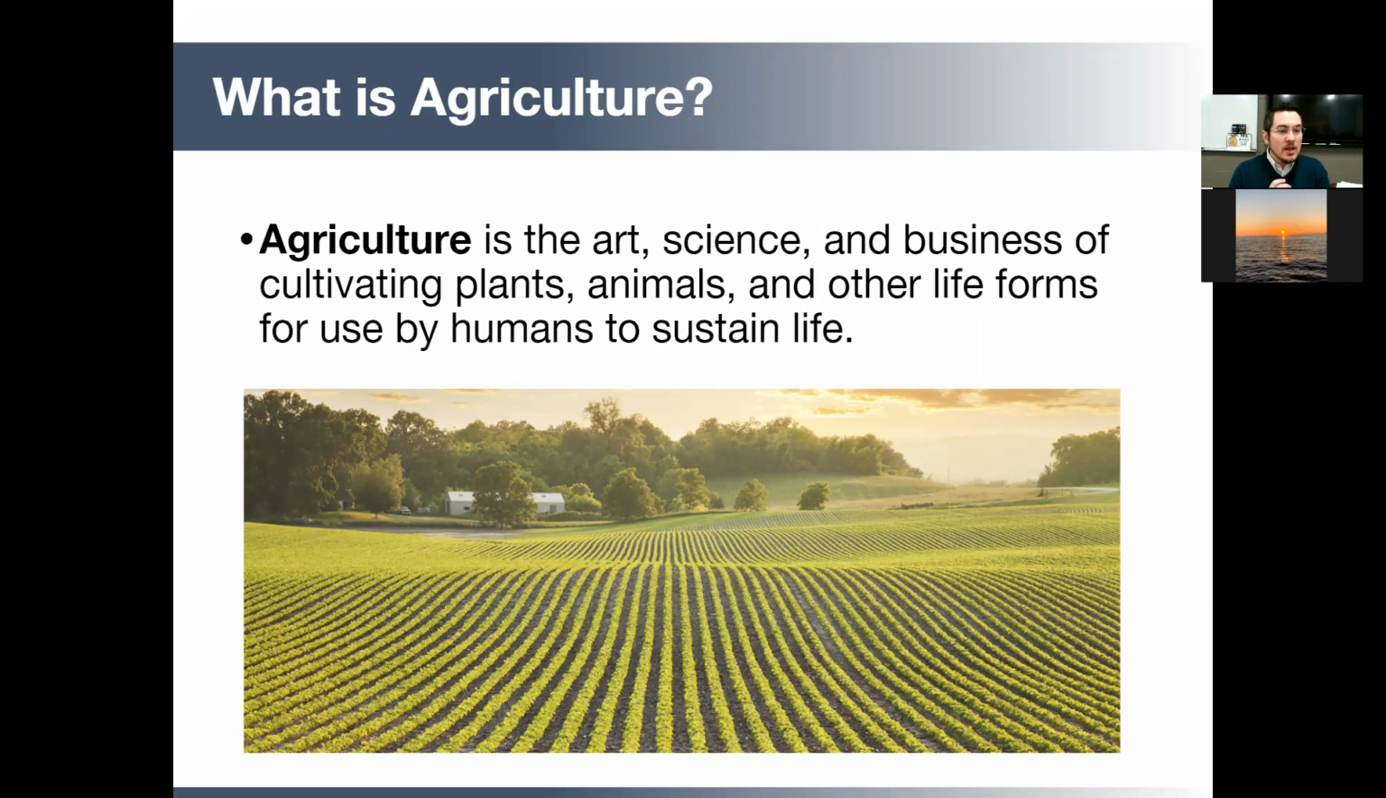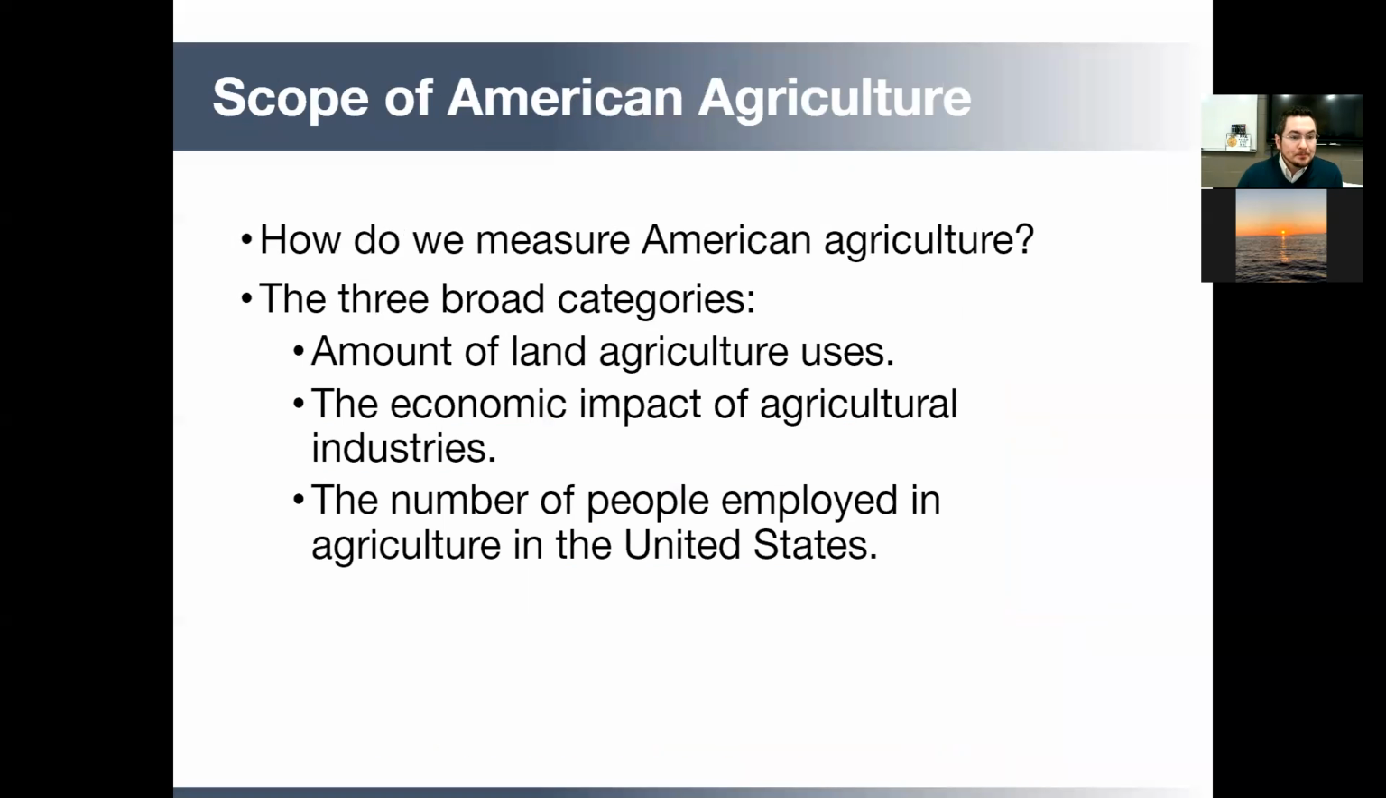So let's start with the definition. Agriculture is the art, science, and business of cultivating plants, animals, and other life forms for use by humans to sustain life. So it's growing living things in order to provide food and other things that we need as humans. And this presentation is available for all of you.